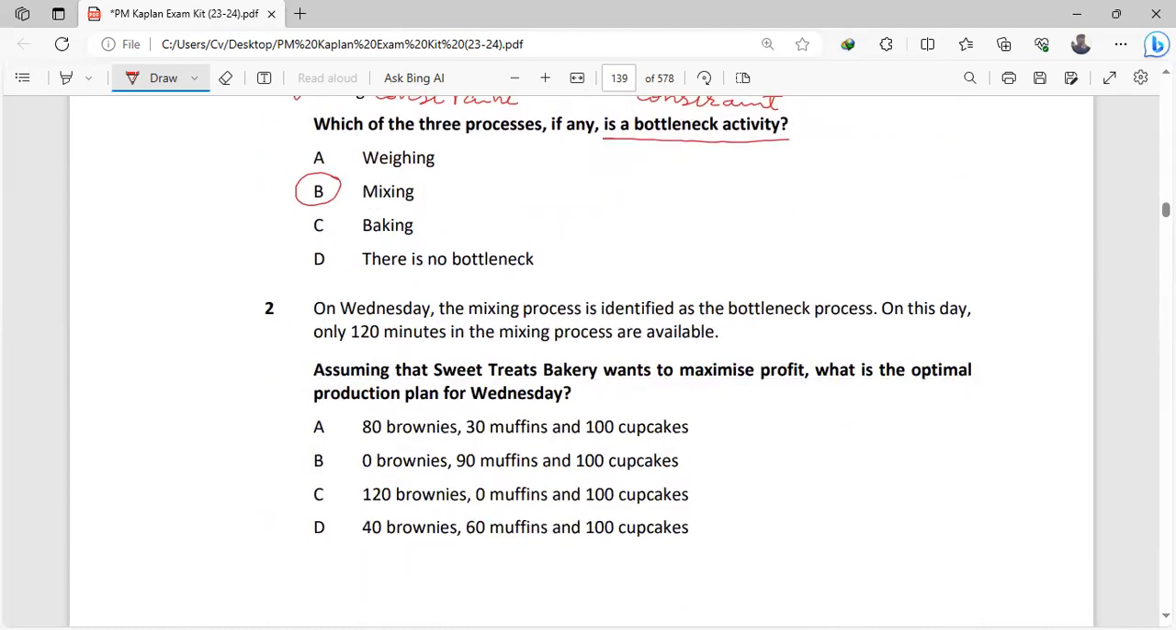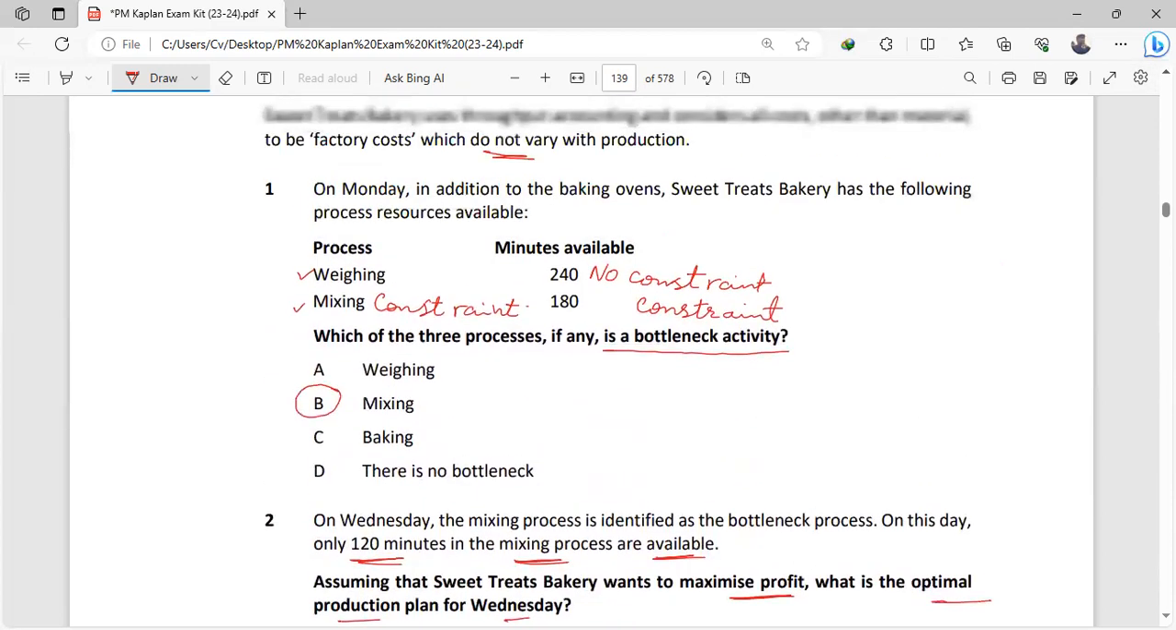On Wednesday, the mixing process is identified as the bottleneck. On this day, only 120 minutes in the mixing process are available. So if you are facing a limiting factor, assuming that Sweet Treat Bakery wants to maximize profit, in this case your objective is to maximize profit. What is the optimal production for Wednesday? Now we are following throughput accounting. Throughput accounting says there are a few steps which we need to follow.